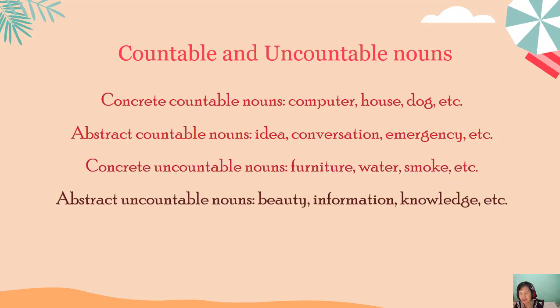Okay, the next is abstract uncountable nouns. Beauty, information, knowledge. So it is abstract, we cannot touch it, we just feel it. Or it is a quality, like that. And it is not counted. Okay, I hope that you understand about these 4, because it will relate to whether it is plural or singular. So you must learn about this. If you want to learn more about kinds of noun, you can go to my video. Okay, there will be some information about it.